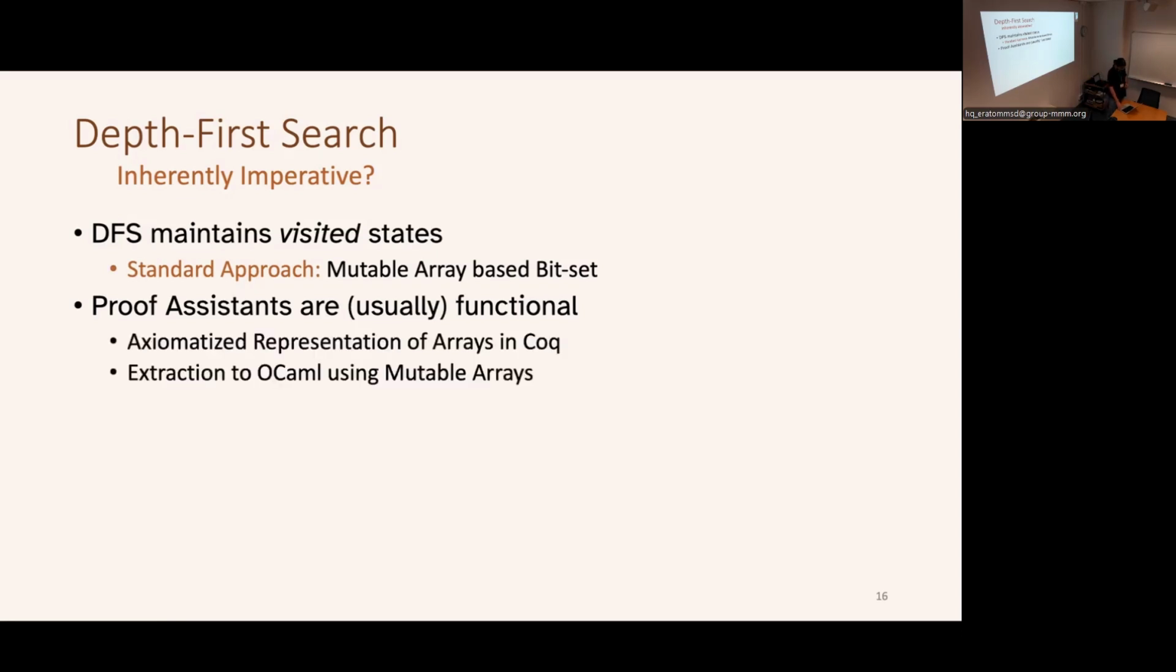So the way we went about this was that inside Coq we had an axiomatized representation of arrays. This means that I wrote certain equations saying that I have a data type called array, and when I look at it through certain functions or I do certain updates, they behave like this. But inside Coq, it's opaque in the sense that I can only reason about it through these equations. And this is what I mean by an axiomatized representation.